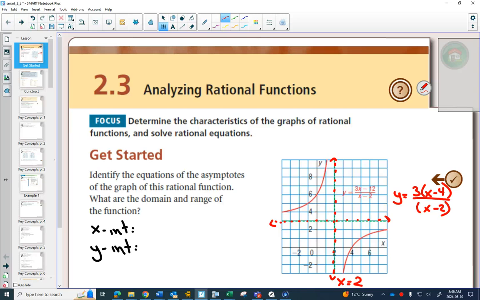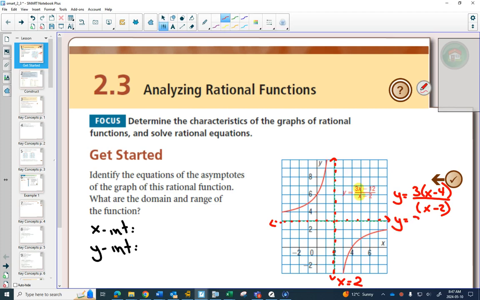Second, can you see that this is group 2? That we have the same degree, a line on the top, as on the bottom. We have a line over a line. That 3x over the x tells us that there's going to be a horizontal asymptote at y equals 3. There we go. I just wanted to highlight that 3x and that x.